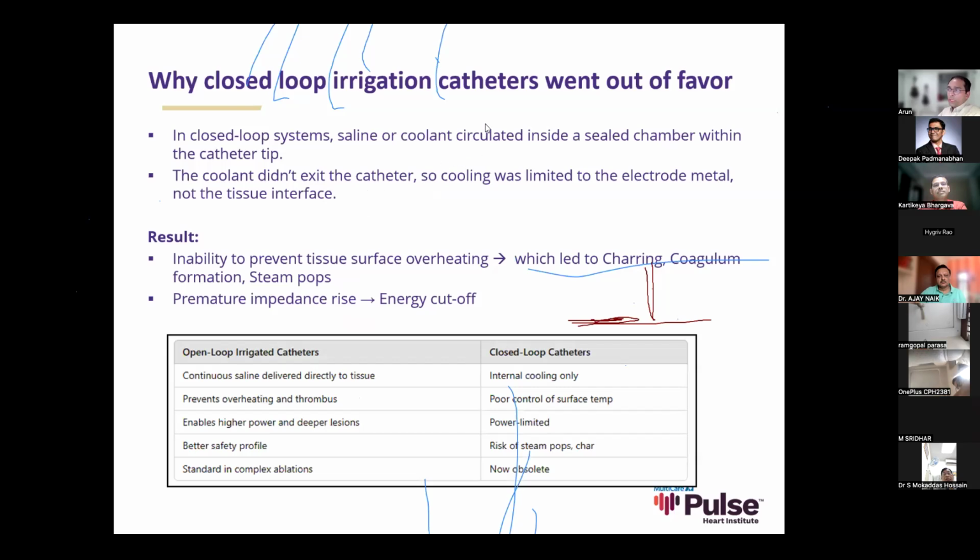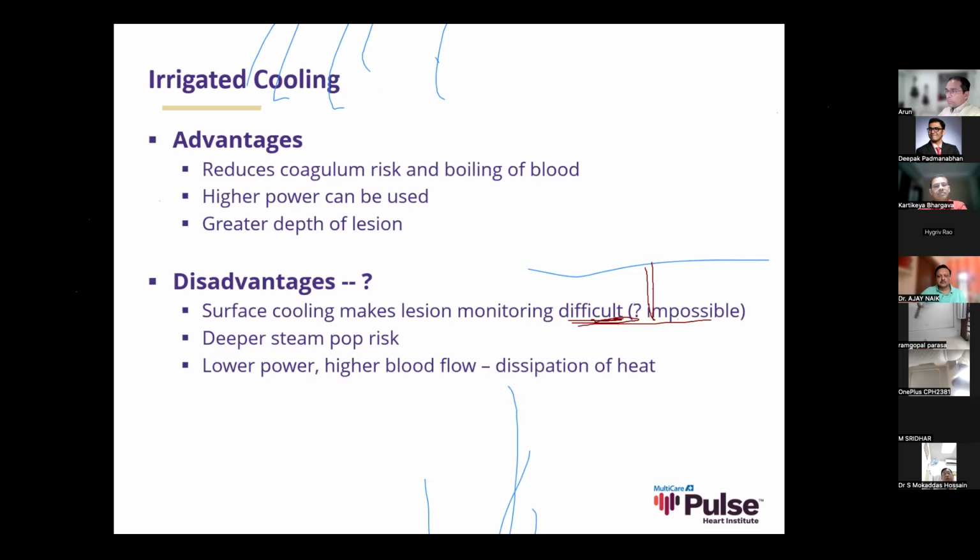Why closed loop irrigation? Arun, one second, let me go back to the last line you said, and apologies for the interruption. If you are someone who doesn't understand contact, and I like to keep coming back to contact most of the time, if contact assessment is a challenge, it's better to use a non-irrigated catheter than an irrigated catheter, assuming you are delivering more or less the same amount of energy to tissue.